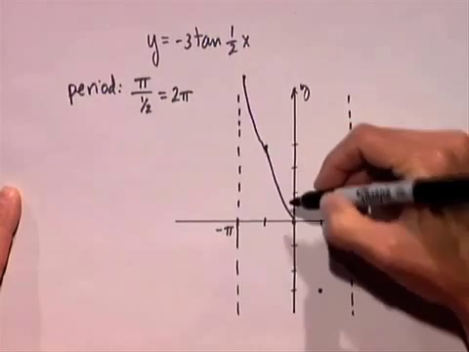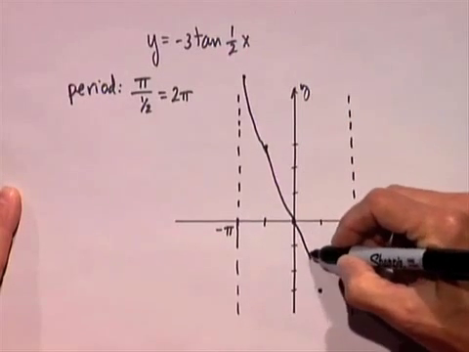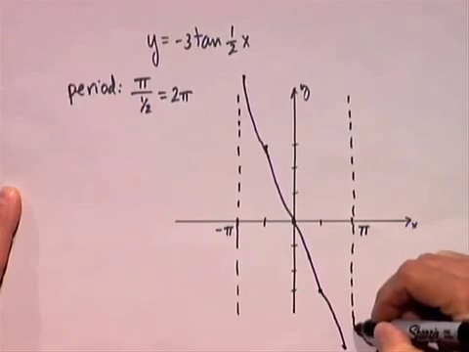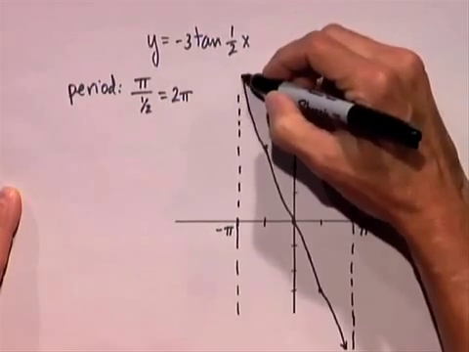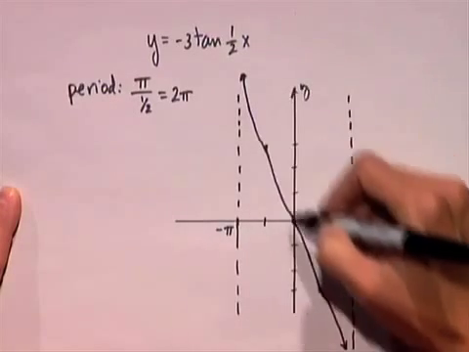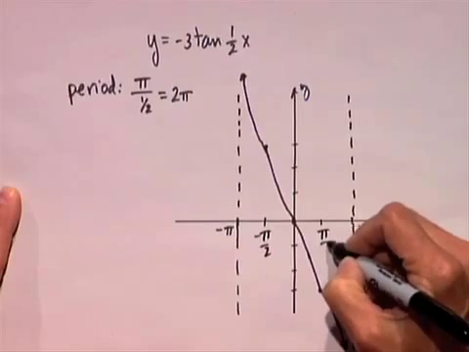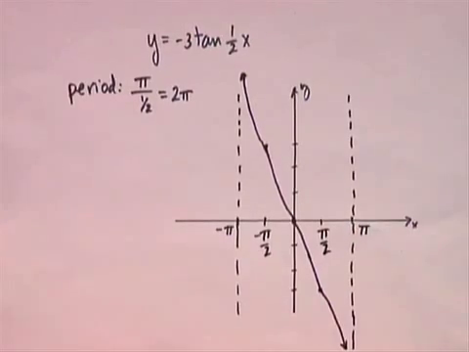I have to be careful to draw it going through the origin and then getting close to its vertical asymptotes. Now let me label the axes -π/2, +π/2.